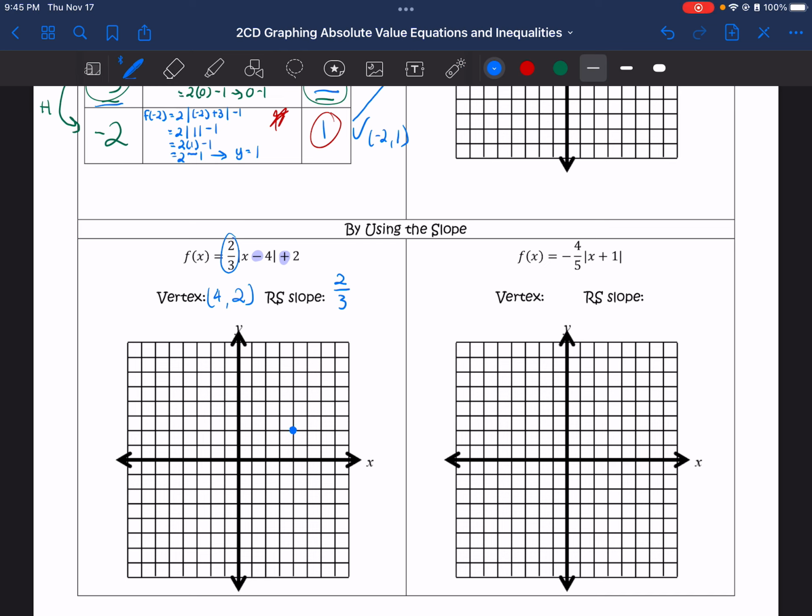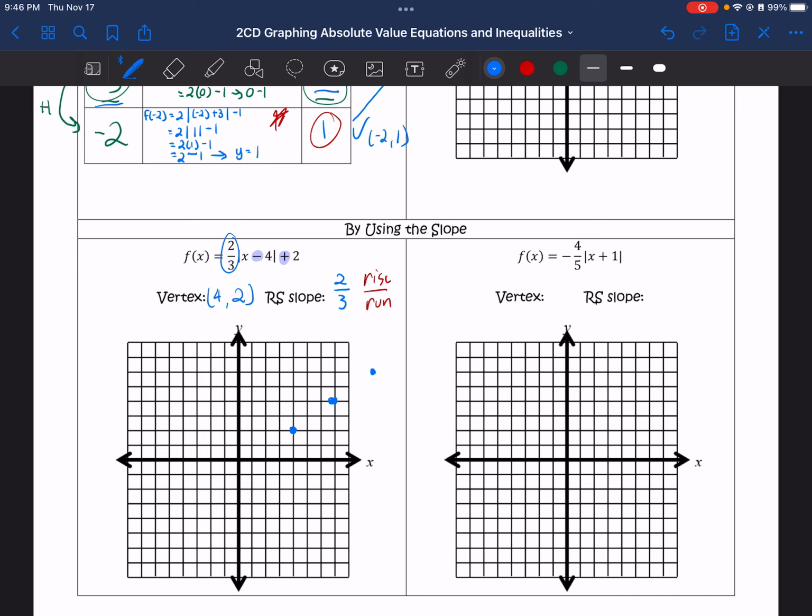And now we are going to use our slope to graph the right side of our absolute value graph. Well, remember that our slope is rise over run. So we're going to rise 2 from our vertex and run 3 from our vertex. So we're going to go 1, 2, and then 1, 2, 3, giving us a point right here. And if we did one more point, we go 1, 2, 1, 2, 3 off the graph.